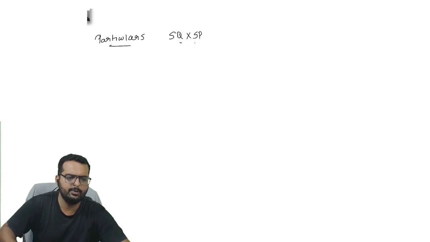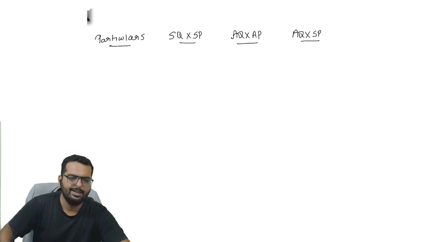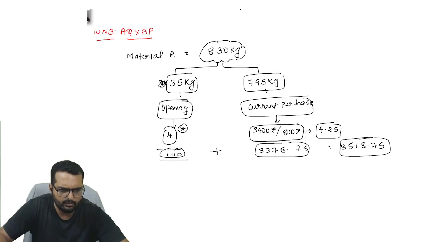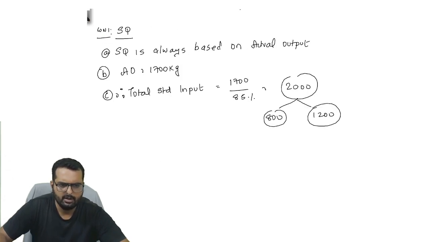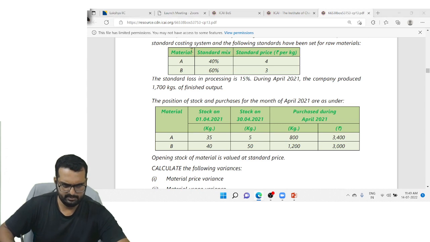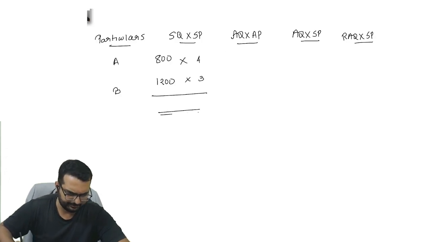So once this is done, then it is very easy. What we have to do now, particular, we will have SQSP, AQAP, AQSP, RAQSP. All right. So material A, material B. What was the SQ that we found out earlier? I think it was 800 and 1200. Standard price was 4 rupees, 3 rupees.